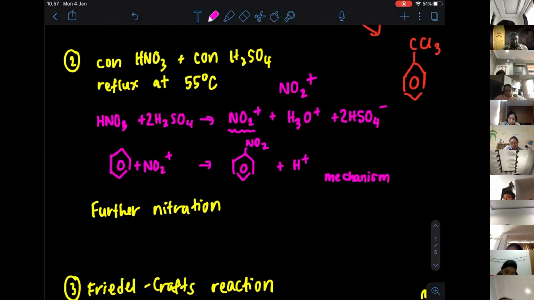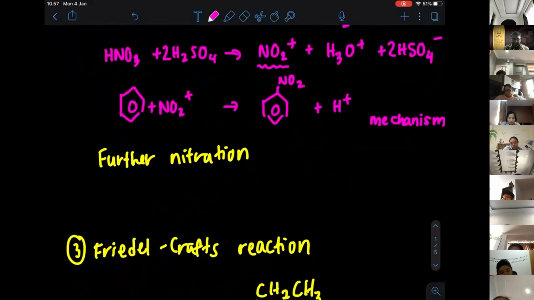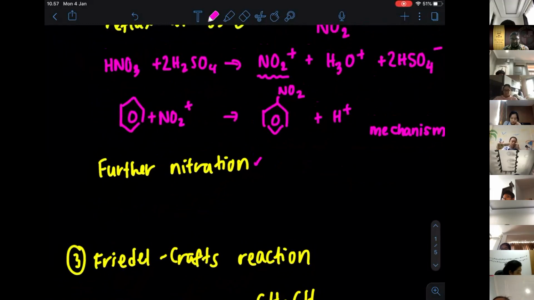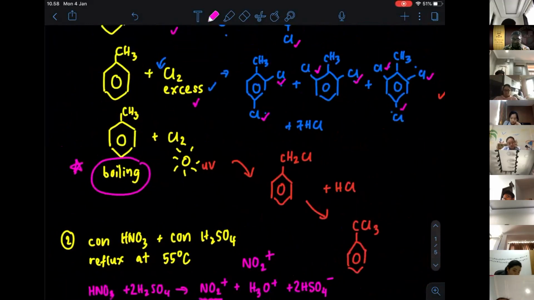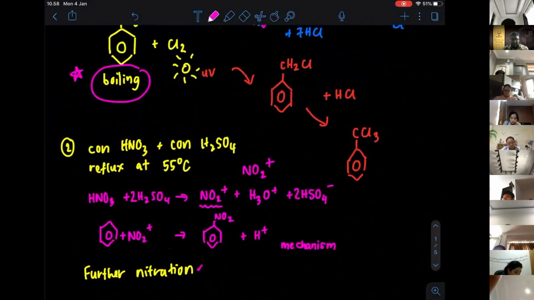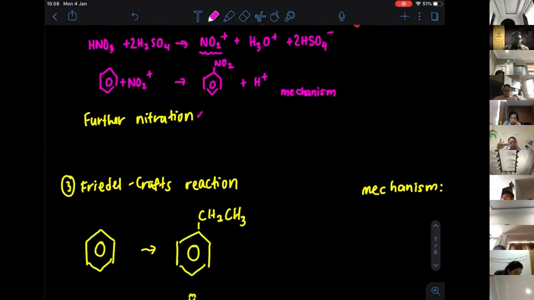But I'm interested in the further nitration. What will happen if you do further nitration? It means you still continue the nitration. The further nitration is similar to what we have discussed over here, and it is going to give you a combination. The combination that you're going to get is 1,3 and 1,3,5.